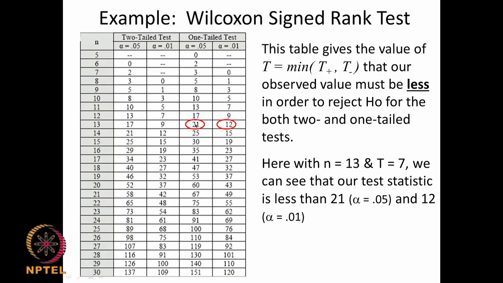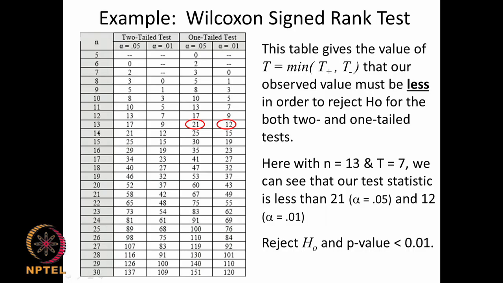For 95 or 99 percent, you should get 21 and 12. So these numbers are much larger than the 7. So we reject H naught even at p equal to 0.01. Do you understand? It is exactly like the previous signed rank test, where we were looking at the table.